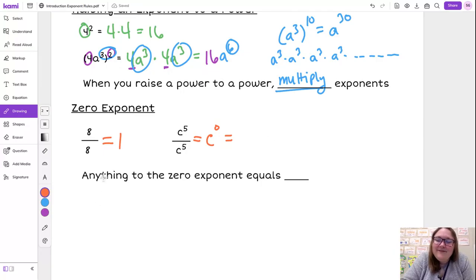The rule we have for the 0 exponent is anything to the 0 exponent equals 1. The same way 8 divided by 8 equals 1, if you're dividing something by itself, it equals 1. That means if you ever see a variable to the 0 exponent, it means there are 0 c's, and so all I have is the 1 that's in front. C squared means c times c. C means c, but c to the 0 power means there's no c's, just that number 1, that coefficient in front.